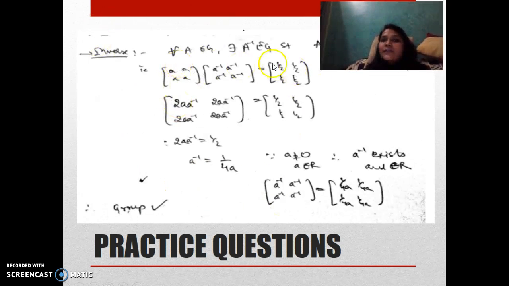And now inverse, same thing, A A inverse is equal to E. And then finally you find the entries of A inverse are 1 by 4a, since a is non-zero, hence A inverse exists, and 1 by 4a will also be a real number. Okay, so hence you say that this is a group because all properties are satisfied.